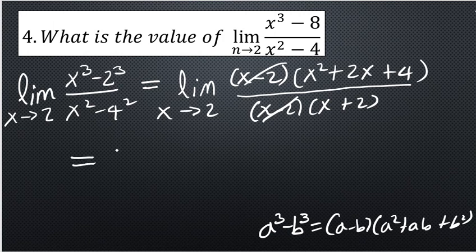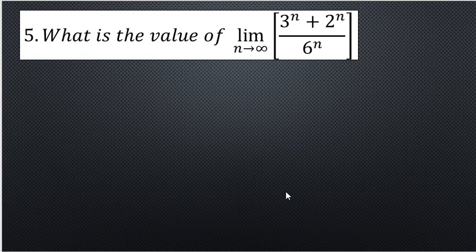When you substitute 2, 2 squared plus 2 times 2, which is 4, 4 plus 4 is 8, 4 plus 8 is 12, and the denominator is 4. So the answer will be 3. Done. That is question number 5 for today. Let's go to number 4. I mean, this is number 5.